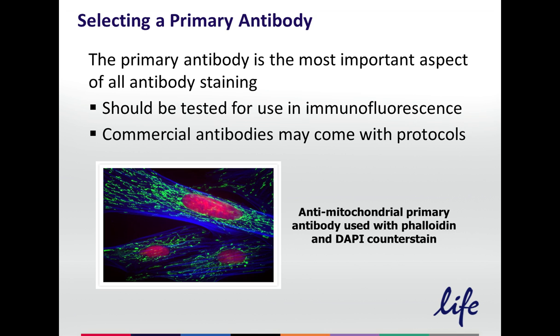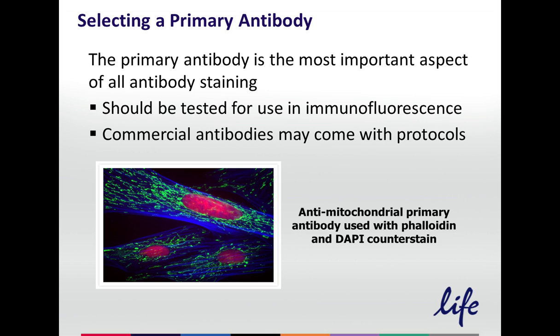In choosing your primary, of course, you also want to consider what sort of instrument platform or samples that it's been validated for. For instance, has it been validated for microscopy or immunocytochemistry, or only for Western blotting? It makes a big difference. They should also have been tested for immunofluorescence. So if you're doing a fluorescent labeling, check to make sure that immunofluorescence has been used with it.